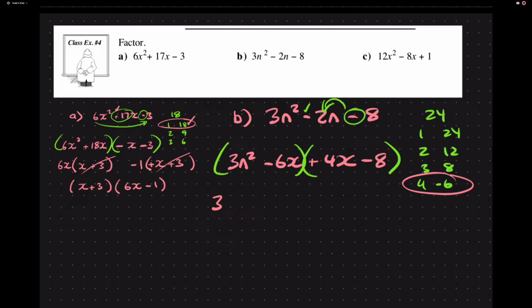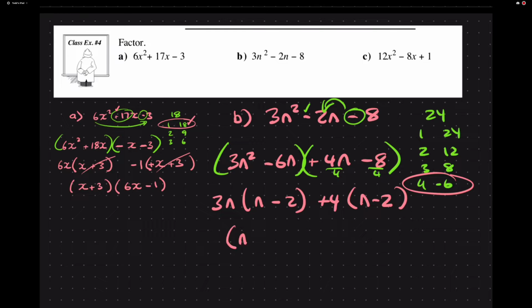Oops, why is this all of a sudden becoming an n or an x? Oh, you are an n. There we go. So I'm going to pull out a 3n, leaving me with an n minus 2, which means I should end up with an n minus 2 down here. And to do that, I'm going to divide both of these by 4. So I'm factoring out a positive 4. And we're left with n minus 2 and 3n plus 4.